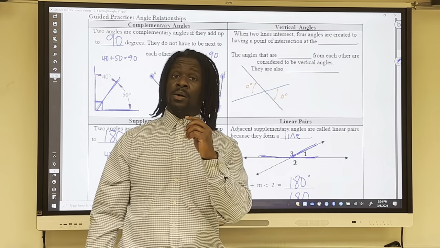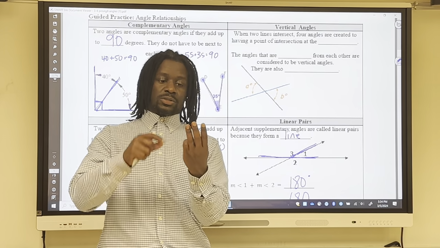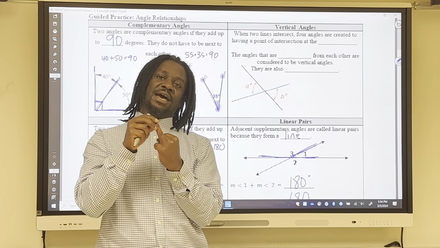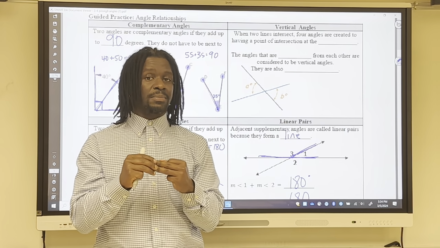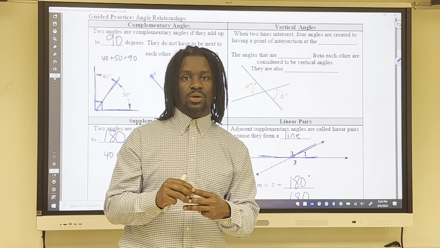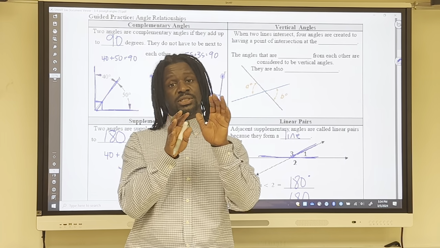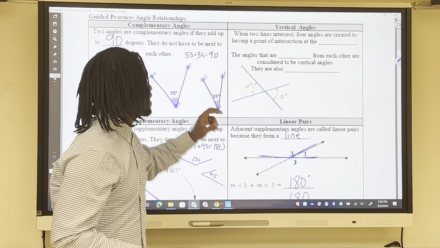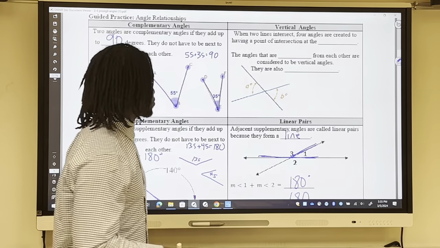Now, so far I've talked about three types of angles. Complementary, meaning they add up to equal 90. Supplementary, they add up to equal 180. Adjacent angles, those are two angles that are side by side and they share a vertex and a side. And then lastly is vertical angles.